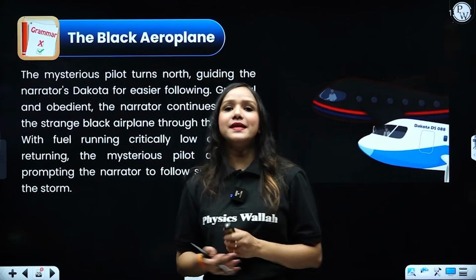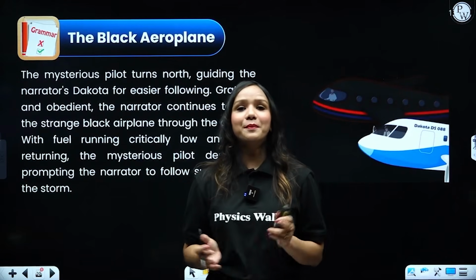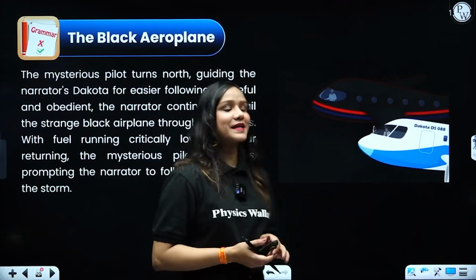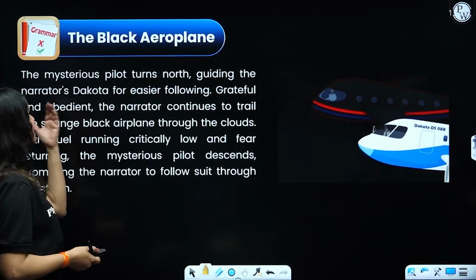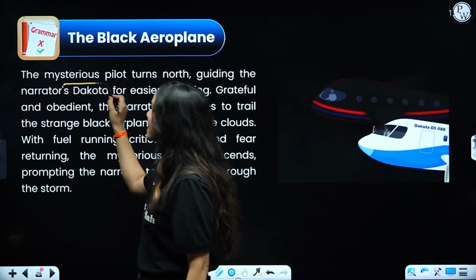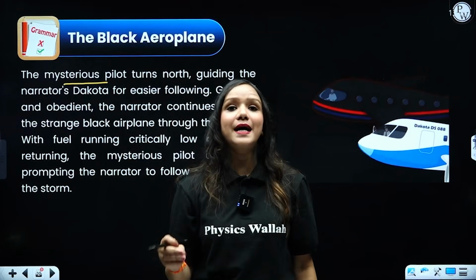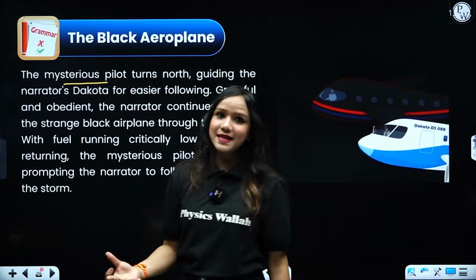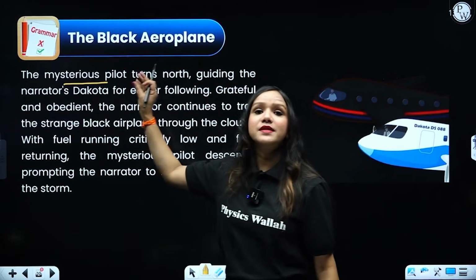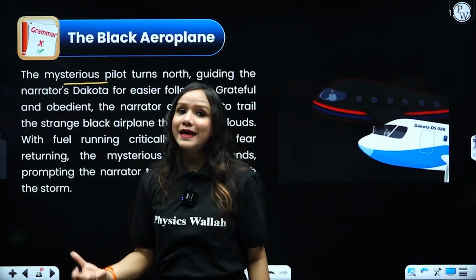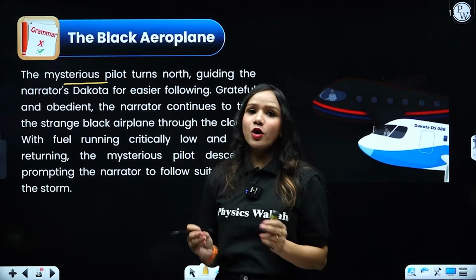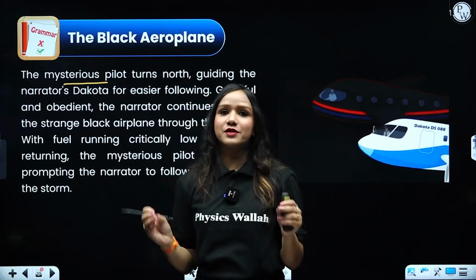So suddenly the author, or you can say the pilot of the DS-088, old Dakota, came across another plane in that stormy weather amid those clouds. The mysterious pilot turns north. Now we are talking about the mysterious pilot, the other flight that the author of the lesson sees in that weather, flying in the same weather ahead of him, right?